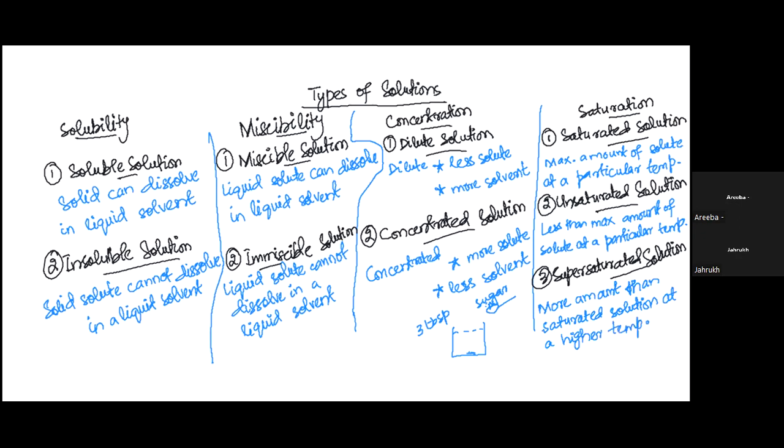High temperature. Right. How do you think we make a sugar syrup? Are you familiar with the common Pakistani sweet jalebi? Yes. Now, jalebi is filled with a sugar syrup. How do we make a sugar syrup? We add a lot of sugar and a little amount of water.